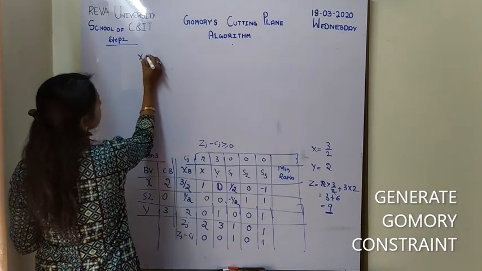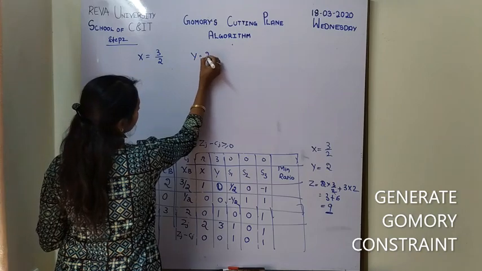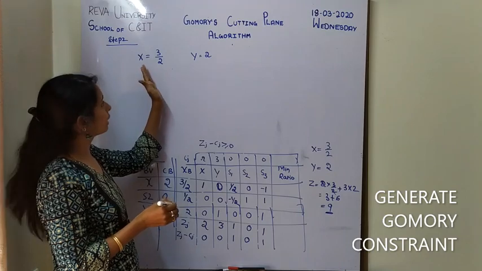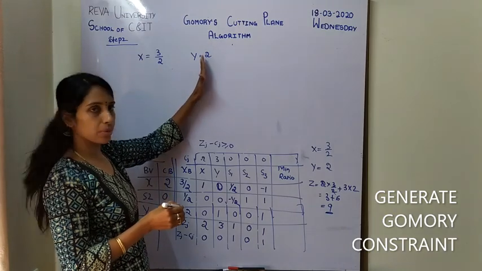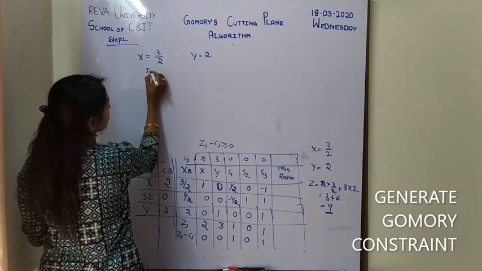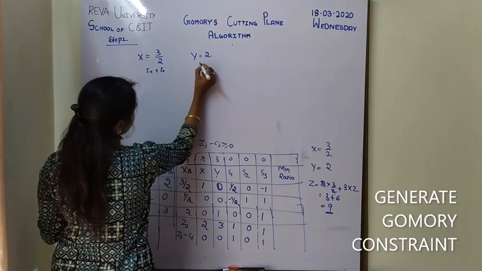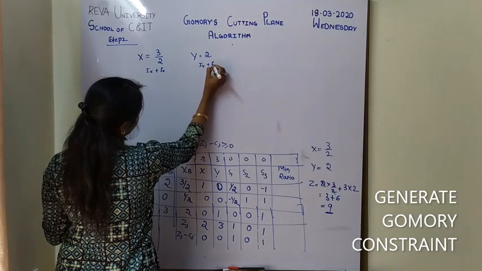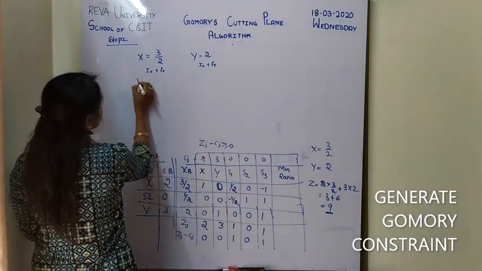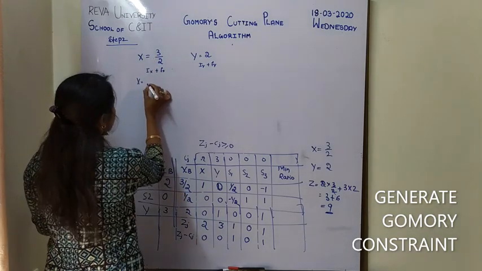X is equal to 3 by 2, y is equal to 2. Now represent this as a part of integer and fractions. Here also integer and fraction. So just for the representation, I'll write this as integer plus fraction for x, integer plus fraction for y. I will represent x as an integer plus fraction. How can I write this?